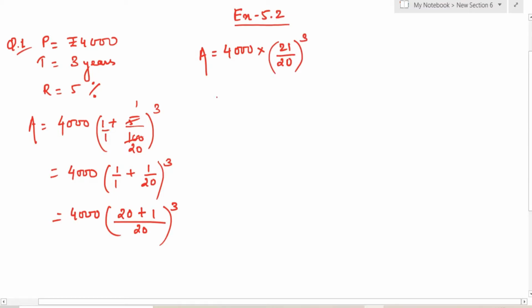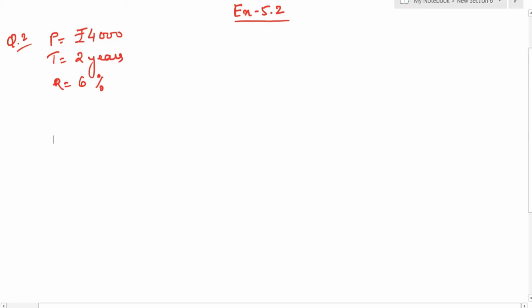So now we will further multiply. The cube of 21 is 9261, and the cube of 20 is 8000. So all 3 zeros are going to be cancelled with each other. The last one is 4 ones are 4, 4 twos are 8. So now what is half of 9261? That will be the amount. When we do half of 9261, we will get 4630 rupees and 50 paise. That is the amount.